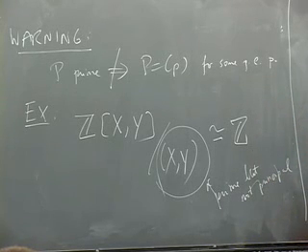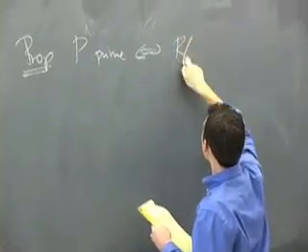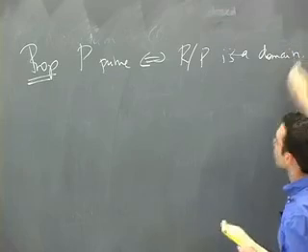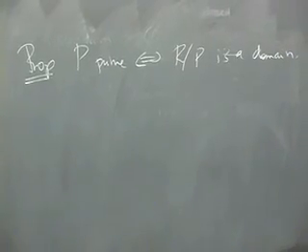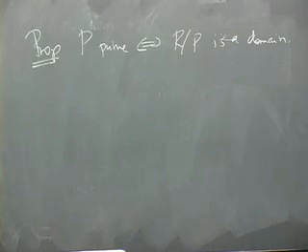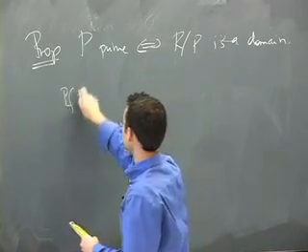But in order to completely justify this, we need the following result: P is prime if and only if R mod P is a domain. This is a statement analogous to the proposition you had over here that maximal is characterized by the quotient being a field. And this is pretty obvious.